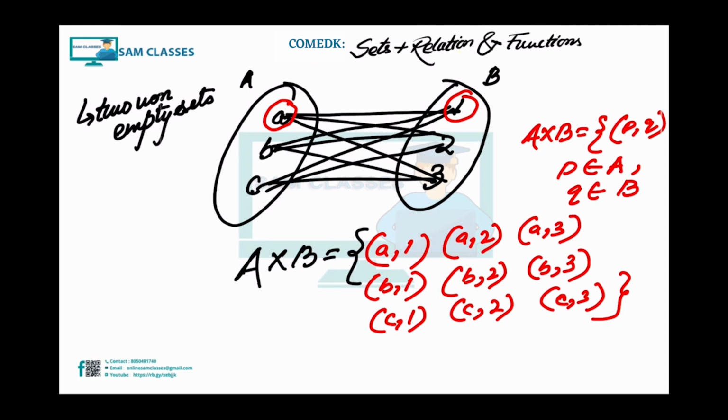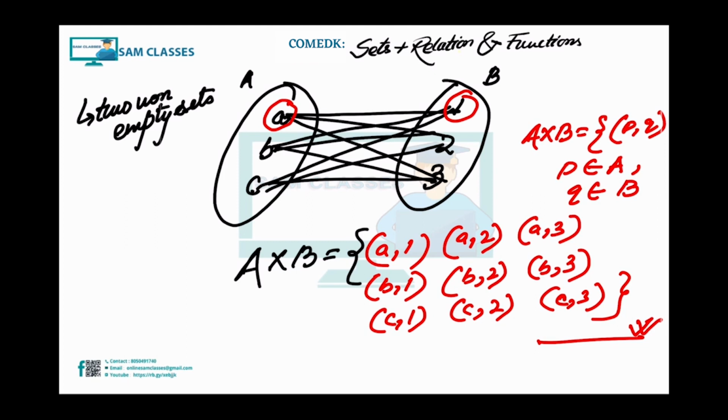What is A cross B? It's nothing but the mapping of each element of A to every other element of B and writing it down. So that is called A cross B, or the Cartesian product of A and B. Pretty simple as that.